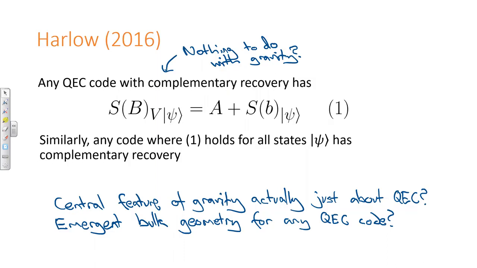What does A depend on? A will depend on the code V. So we can imagine different codes. I'm going to be more precise about what V is in a minute, but that's what it depends on: what your quantum error correcting code is. Each quantum error correcting code will have a different A. And he gave some definition of A for any quantum error correcting code with complementary recovery.